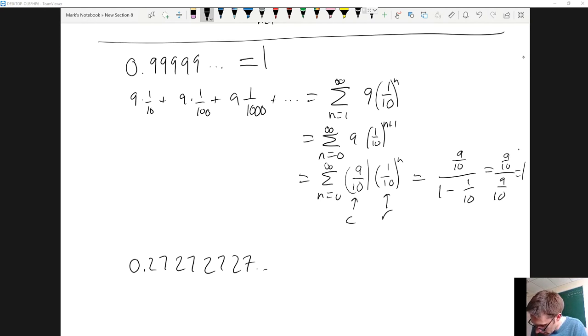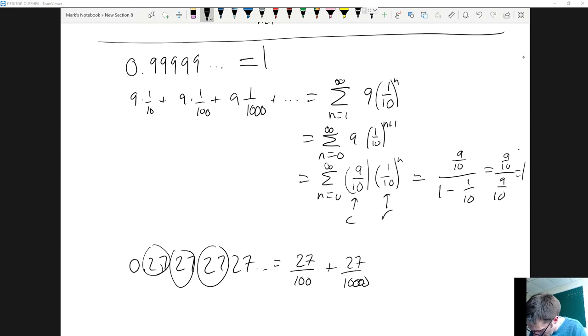0.27272727, repeating forever. How could we write that as a nice fraction? Well, notice that's just 27 100ths plus 27 10,000ths. So I'm grouping into pairs of digits, plus 27, add 2 more zeros, 1 0 0 0 0, and then 2 more. So those are millionths, and that goes on forever.